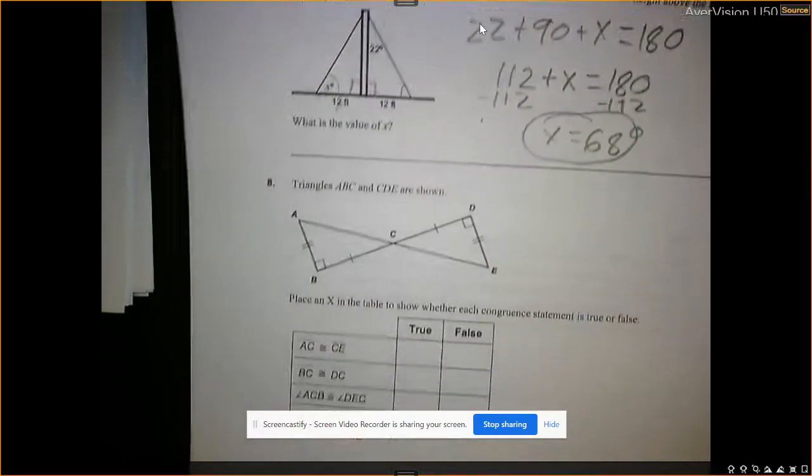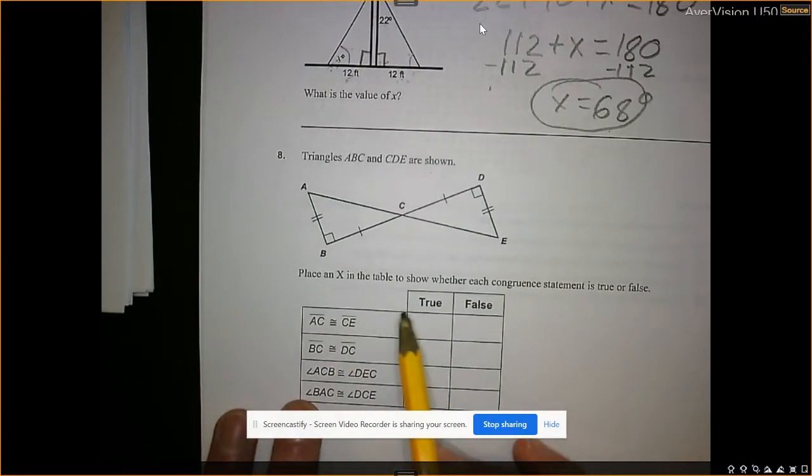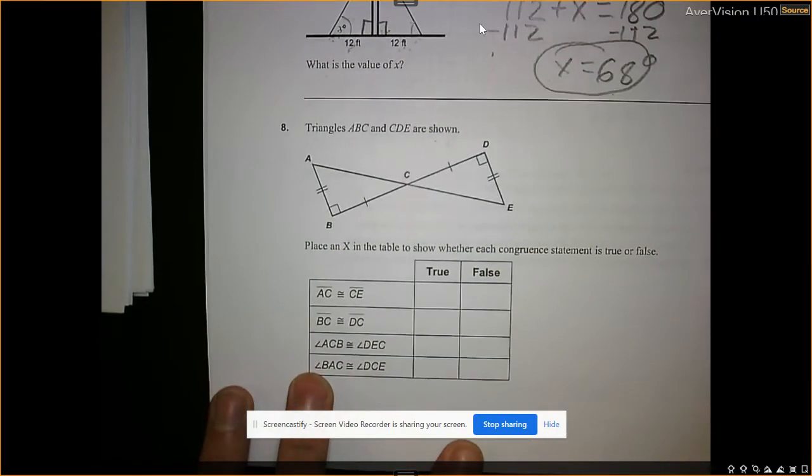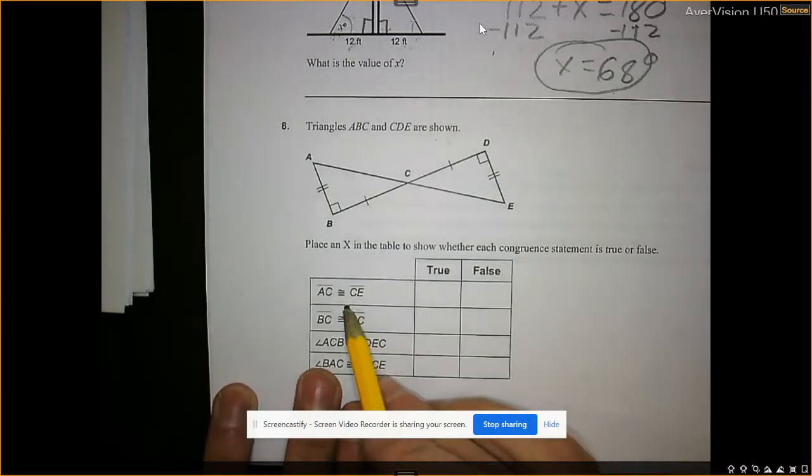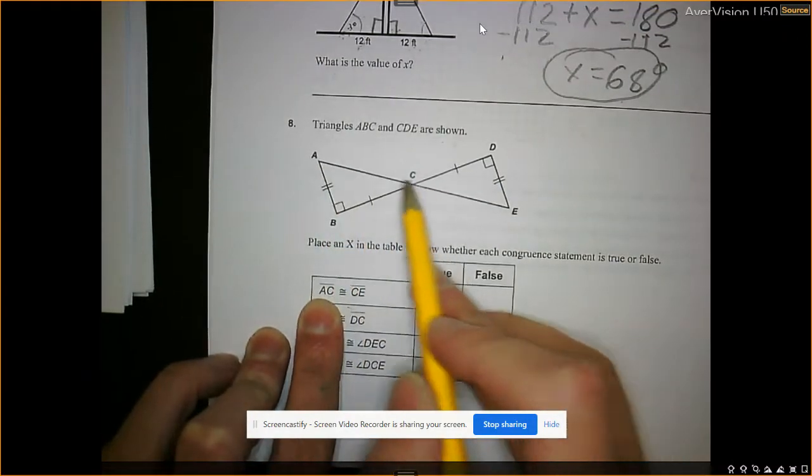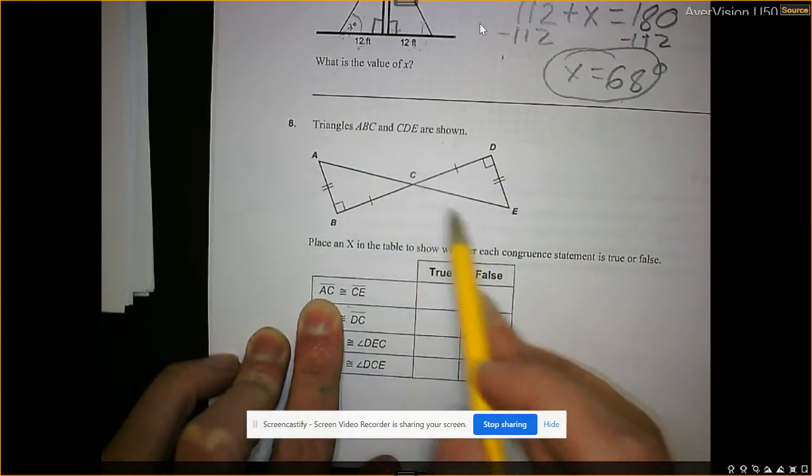That's the answer. Okay, now going down here, place an x in the table to show whether each congruent statement is true or false. Can we say that AC, here's AC, is congruent to CE?